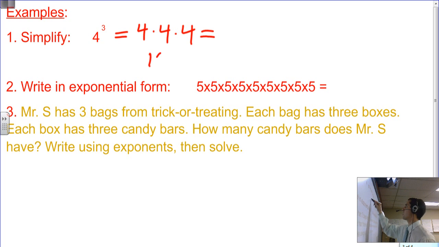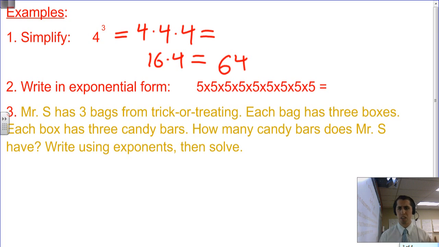4 times 4 is 16. And 16 times 4 is going to give us a total of, 4 times 6 is 24, carry the 2, 4 times 1 is 4, plus 2 is 6. 64. So you don't have to show all the work for that one if you can try and keep track of it and do that one in your head. Another way to multiply by 4 is to multiply by 2 and then multiply by 2 again. So you could say 16 times 2 is 32, and 32 times 2 is 64.